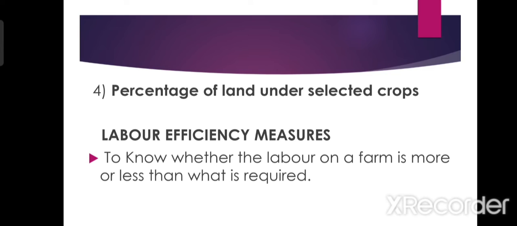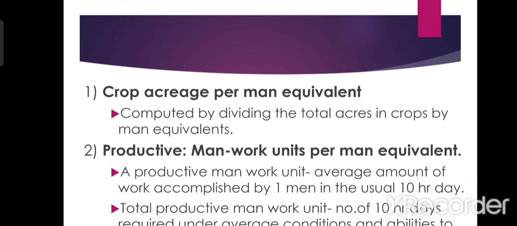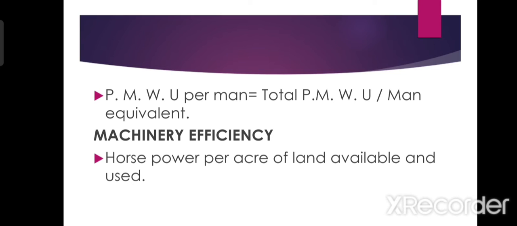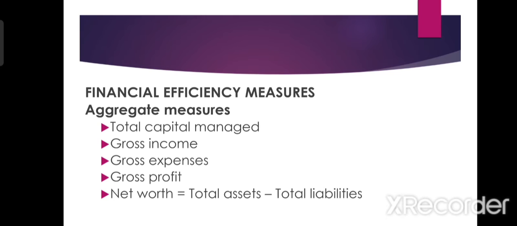Labor efficiency measures, to know whether the labor on a farm is more or less than what is required. Crop acreage per man equivalent is computed by dividing the total acres in crops by man equivalents. Productive man work units per man equivalent equals total productive man work units divided by man equivalent. Machinery efficiency: horsepower per acre of land available and used.